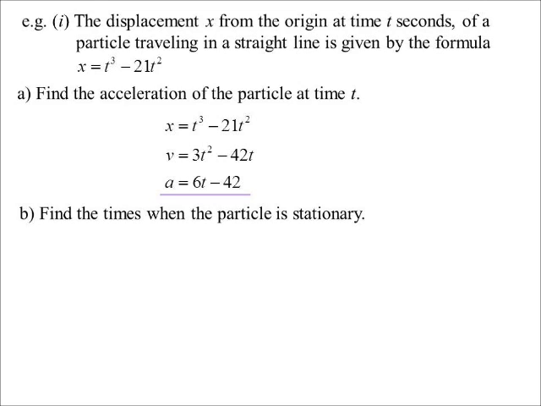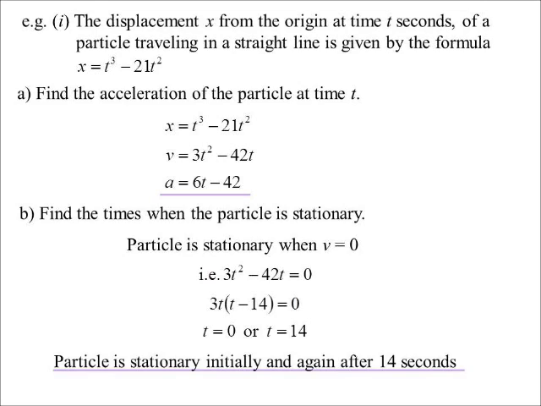When is the particle stationary? Well, it's stationary when velocity equals 0. Just solve that particular quadratic. And we get 2 times. So initially it's stationary, and then again after 14 seconds, it'll be stationary again.